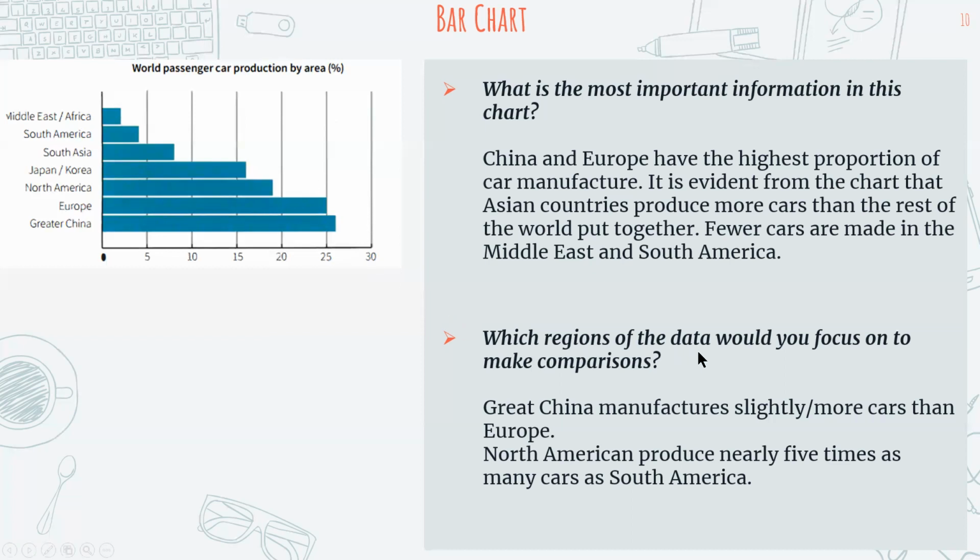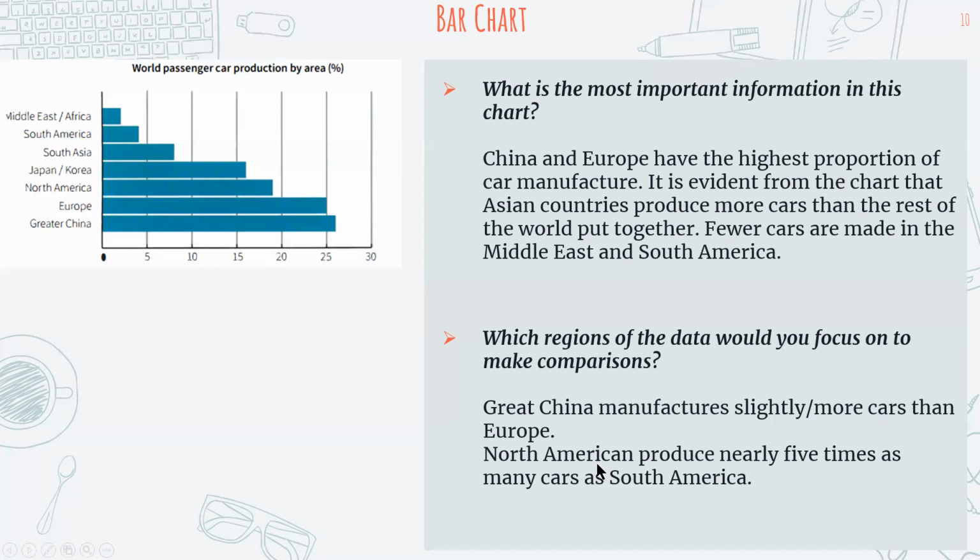Which regions of the data would you focus on to make comparisons? Of course, Greater China manufactures slightly more cars than Europe, as you can see, slightly more. North America produced nearly 5 times as many cars as South America, because it's still America. So North America, not North American, I'm sorry. So it should read North America.